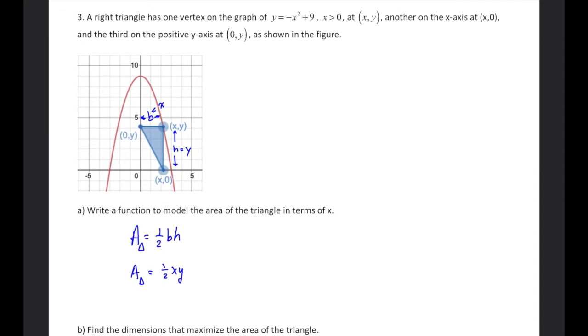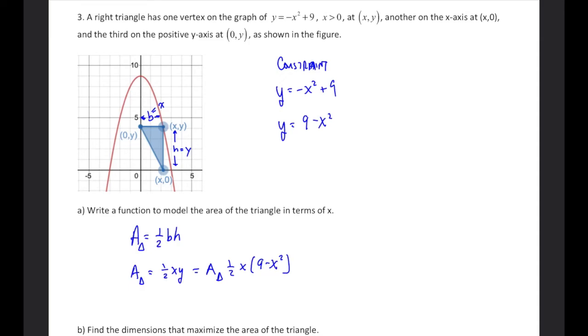I'm going to go back to how we defined that point. That vertex is on the graph of the equation y equals negative x squared plus 9. It's right there. We're given y is negative x squared plus 9. That's our constraint equation in this instance. I'm going to rewrite that as y equals 9 minus x squared. And so the area of our triangle is 1/2 x multiplied by 9 minus x squared.